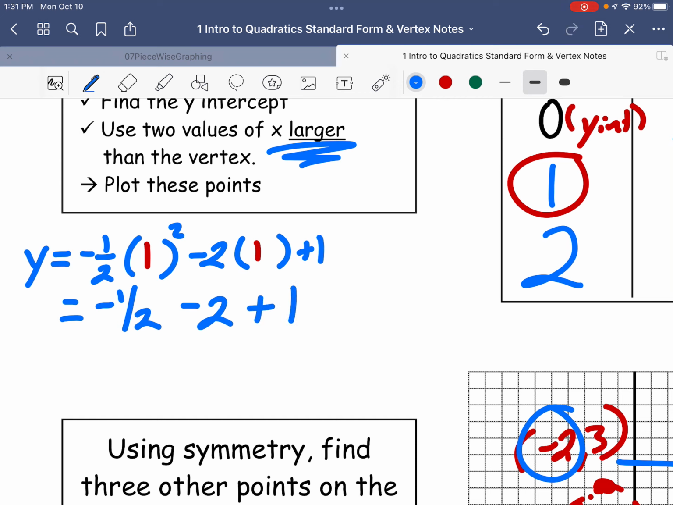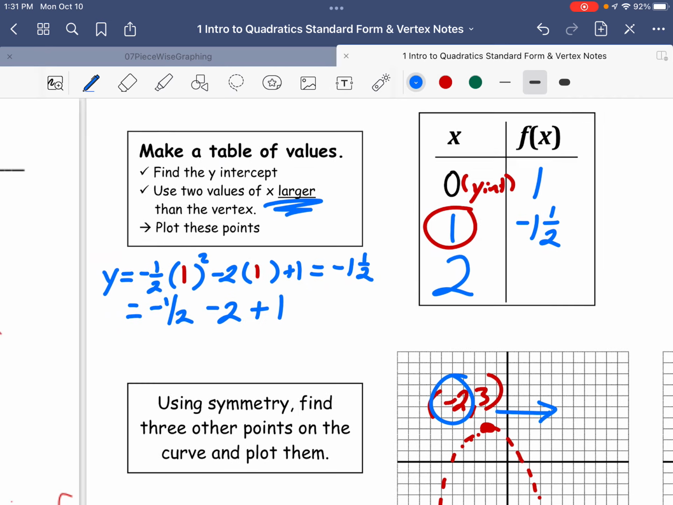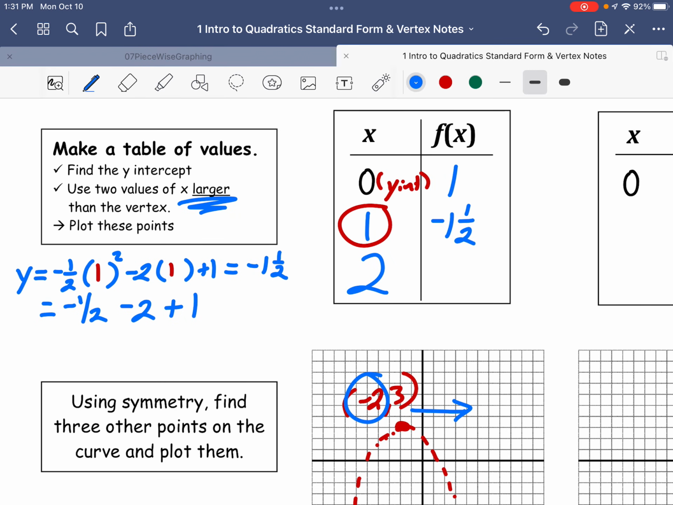Next, I can multiply negative 2 times 1. That's still negative 2. And then finally, plus 1. When you work all that out, you're going to end up with negative 1/2. Now, it happens to be a decimal, but it would be another point that's on my graph. What else do we want to plug in? We want to plug in the number 2, right? So let's plug the number 2 into the equation.